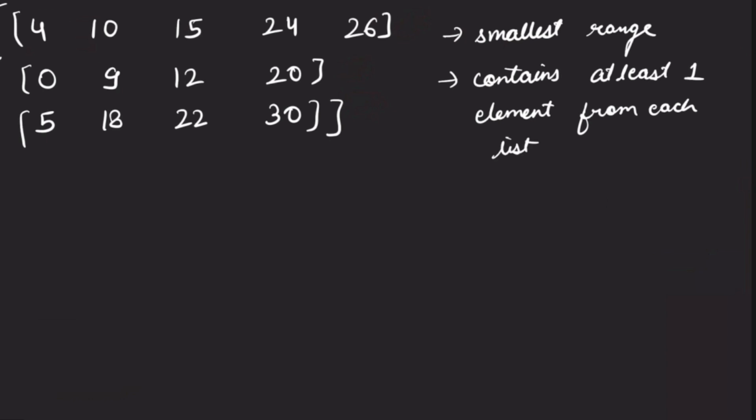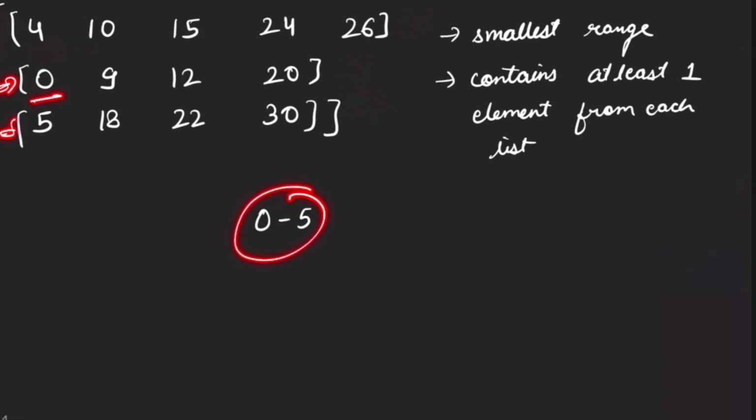So let's suppose, for example, I have this range 0 to 5. If you see, from this array 1, 4 will be present within this range. From this array 2, 0 will be present within this range. From this array 3, 5 will be present within this range. So I can say this is a range which is containing at least one element from each of the lists. Now you need to identify all those ranges, and whichever is the smallest range, that should be your answer, right?